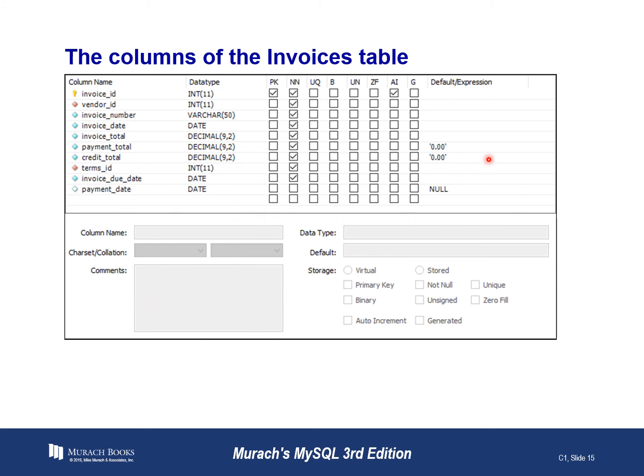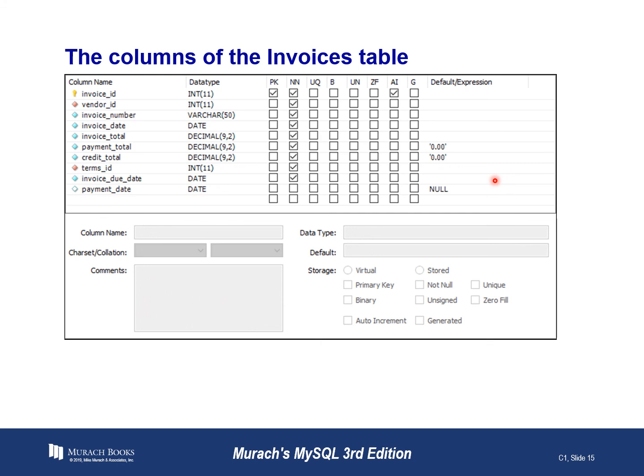So here, if you take a look at the very right, payment total and credit total, these two have default values of 0.00. By default, if you do not enter a value for these two columns, it will assume it's 0. That value is assigned to the column if another value isn't provided. As you can see, 3 of the columns of the invoices table have a default value. Again, you'll learn more about how to work with null and default values later in this book.